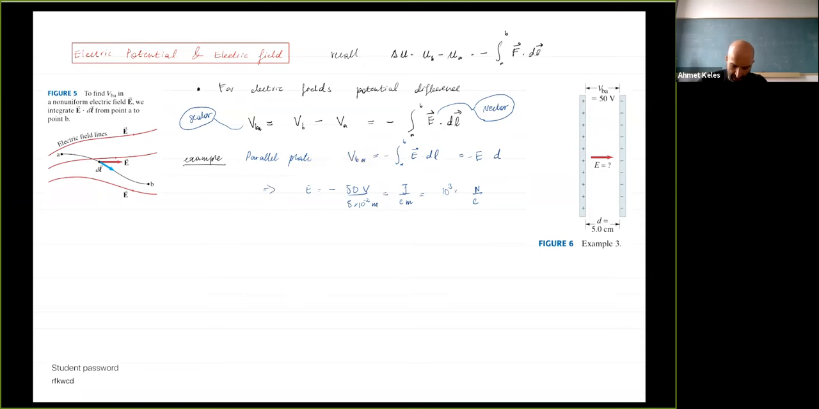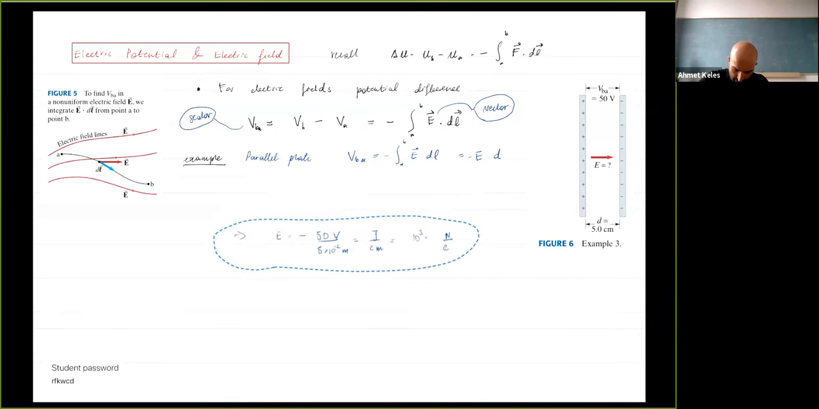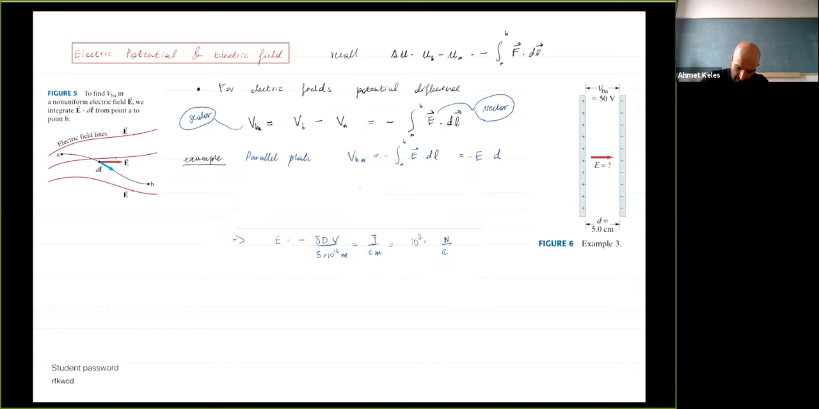So it's basically, maybe I can pull it down a little bit. E is equal to minus VBA divided by the distance, okay? Whatever the potential difference you apply, divide it by the distance, and you get the electric field.